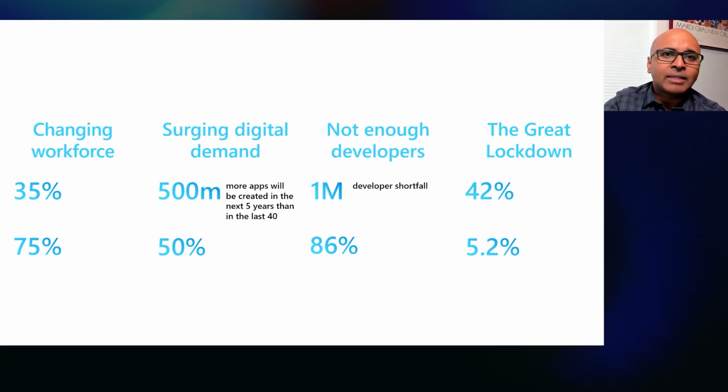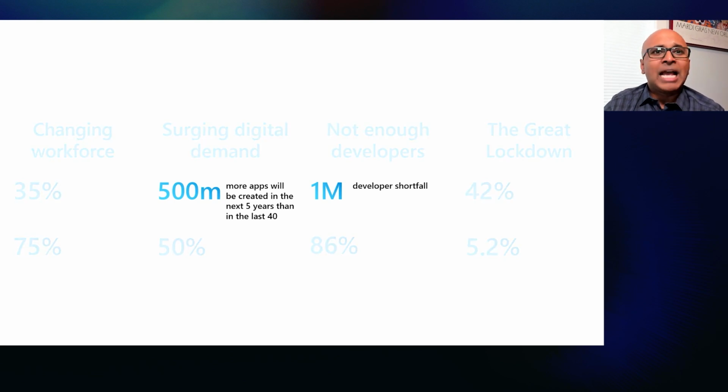As a matter of fact, these are some of the statistics that we've seen so far. There's a changing dynamic in the workforce, and in the next 5 years, we're going to be building 500 million apps. That is more apps than have been built in the last 40 years. And as I mentioned, software developers are a finite resource. We'll actually have 1 million fewer software developers to build this gargantuan task that's been imposed on us. Now, that's where low code comes in.